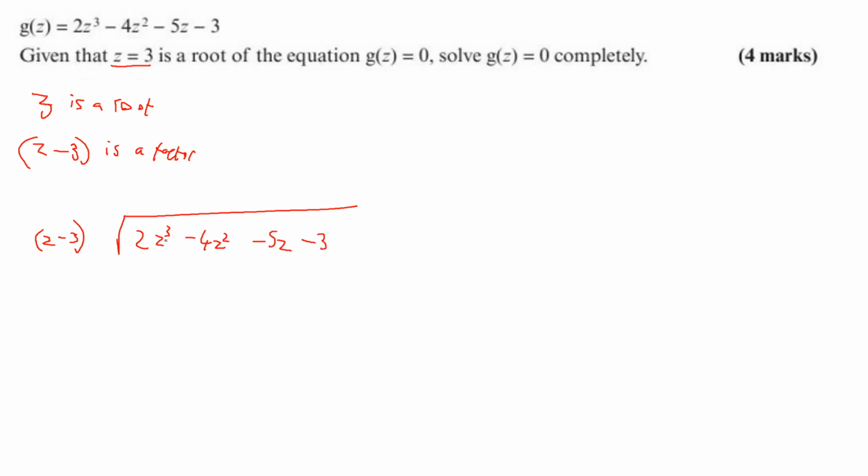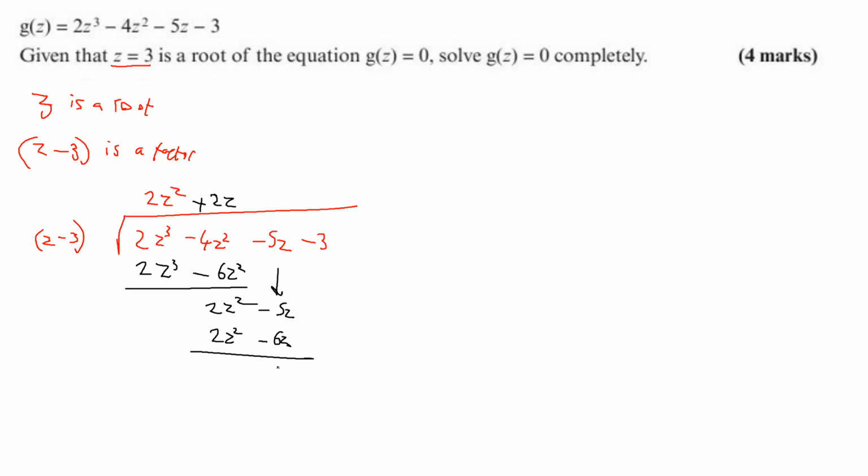Okay? How many times do we need to multiply this to get 2z cubed? 2z squared times. Let's multiply 2z squared, so we get 2z cubed minus 6z squared, and what we're left with is 2z squared minus 5z. How many times do we need to multiply this to get this? 2z times, so this is going to be plus 2z. And what we're left with is 2z squared minus 6z. And then what we're left with is z minus 3, which is just once. And we're left with 0.